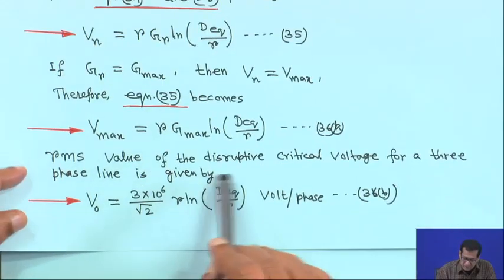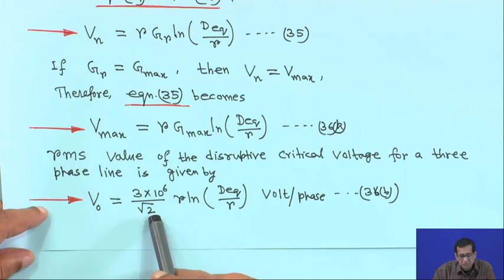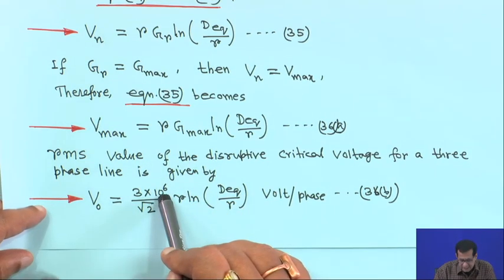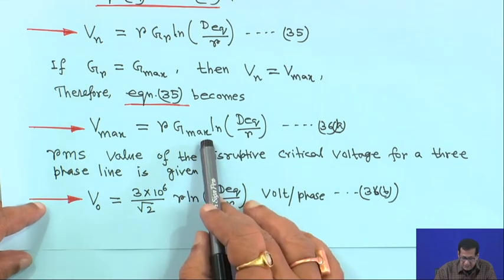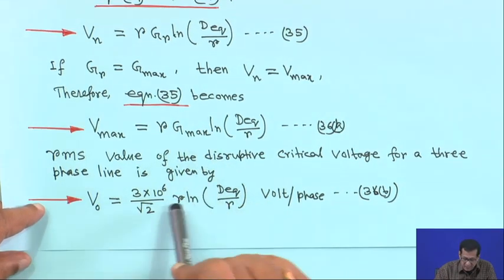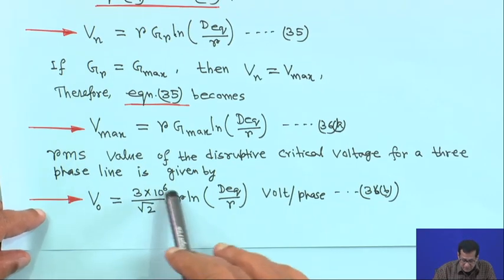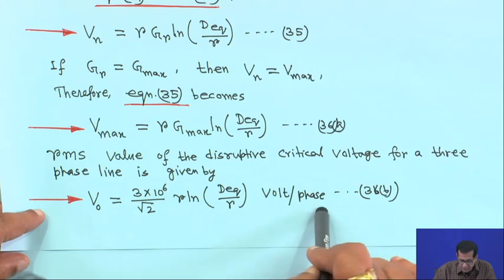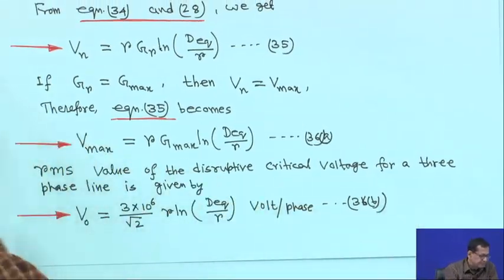Now, the RMS value of the disruptive critical voltage for a 3-phase line is just divided by root 2. So, it is 3 into 10 to the power 6, because Gmax is 3 into 10 to the power 6 volt per meter, divided by root 2, times R, and R has to be taken in meter when you solve the numericals. So, 3 into 10 to the power 6 upon root 2 R ln dq upon R, this is volt per phase. This is equation 36b.